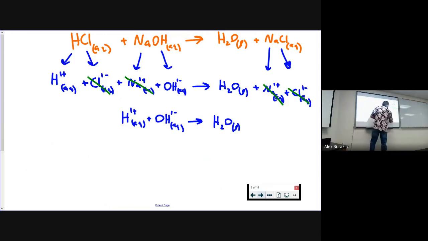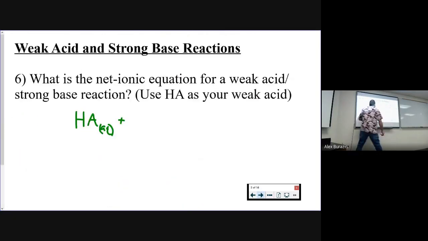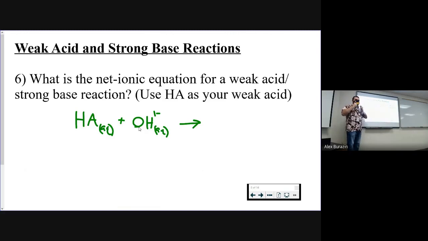So our reaction here is going to be HA, weak acid, plus hydroxide, which is our strong base. And then when these react, what are we going to get? Bronsted-Lowry.